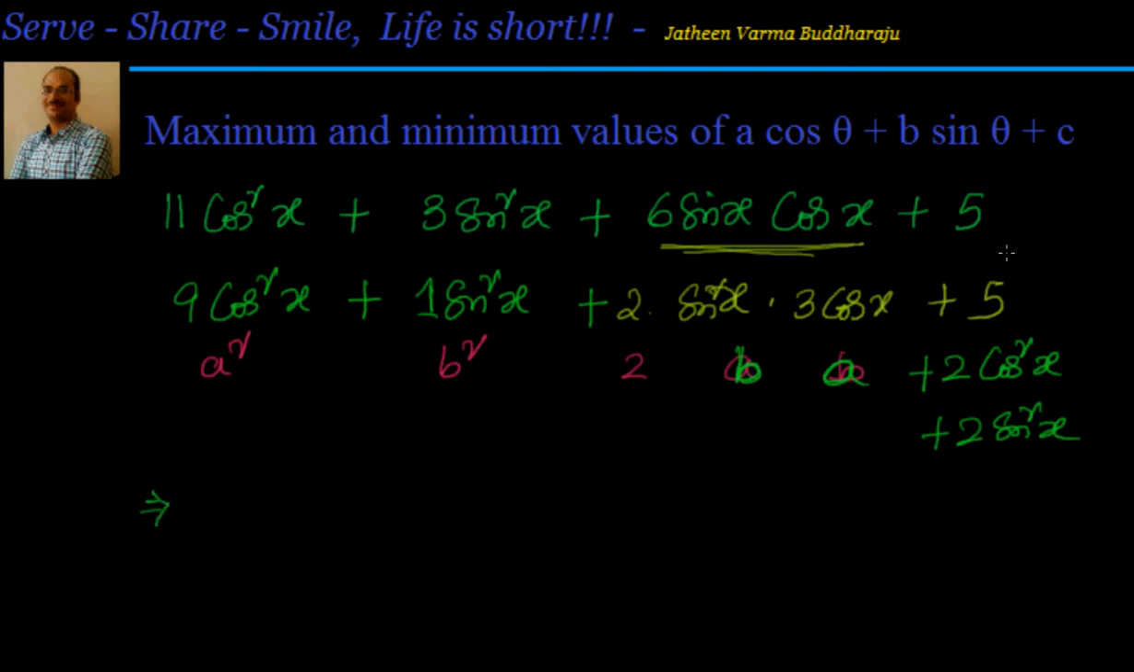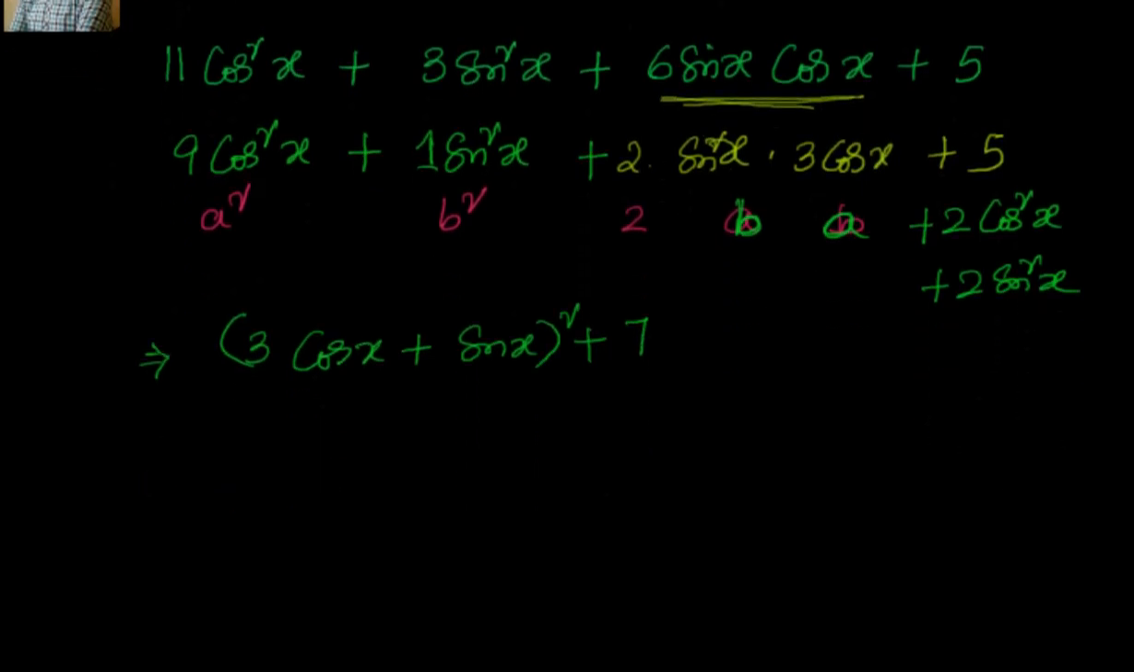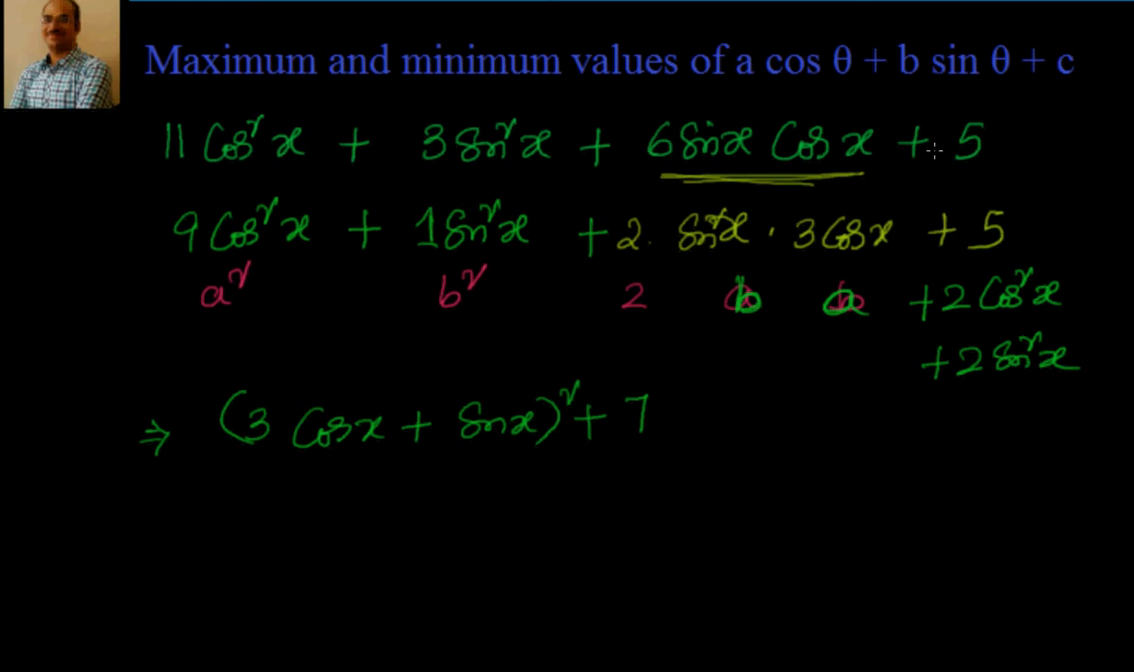Nothing but what we have done, we have restructured whatever is given to us in such a way that we can convert it into the form of a cos theta plus b sin theta to the power of 2 or 3, whatever it is. Now this is nothing but equal to a plus b whole square, that is 3 cos x plus sin x whole square plus, you know that 2 cos square x plus 2 sin square x is equal to 2. So I can write it as 7. Now you can see very comfortably we are back to our a cos theta plus b sin theta plus c form. Now I have here 3 cos x plus sin x whole square.